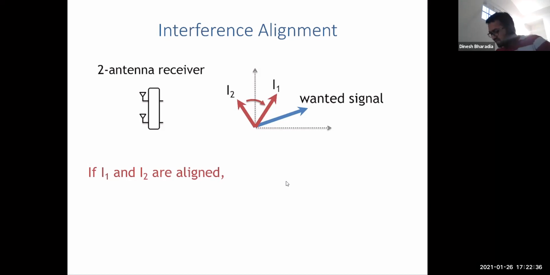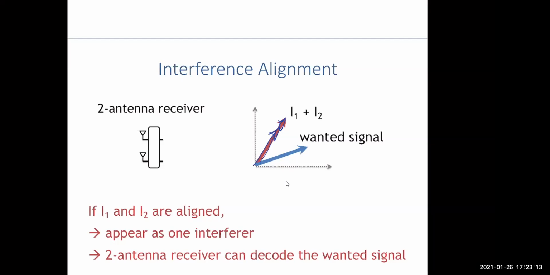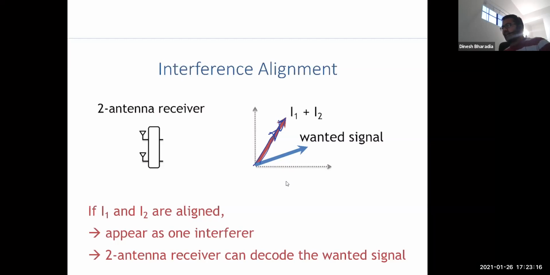So this is your receiver antenna space. This is your Y1, this is your Y2, for example. Now your goal is you want to rotate I2. Let me explain, if you rotate I2 and align I1 and I2 in the same direction here, then they will act as a single interferer. Everyone following this concept of interference alignment?